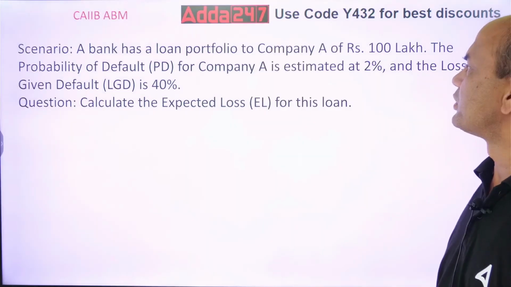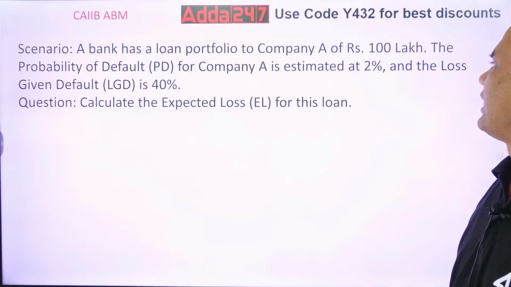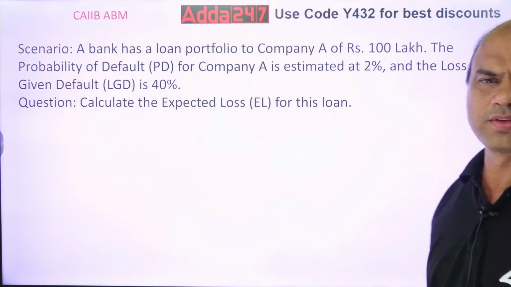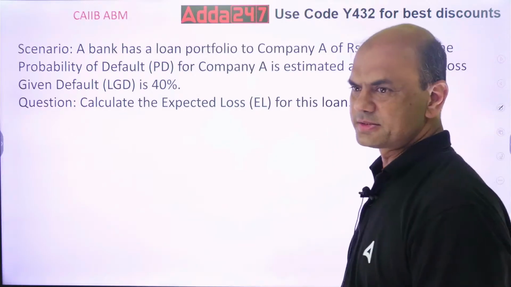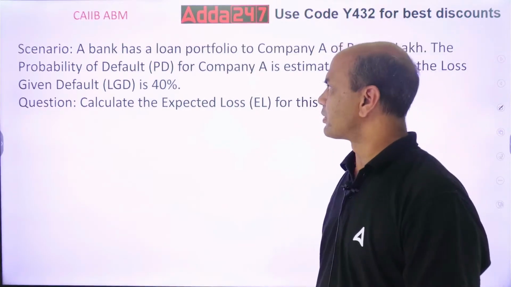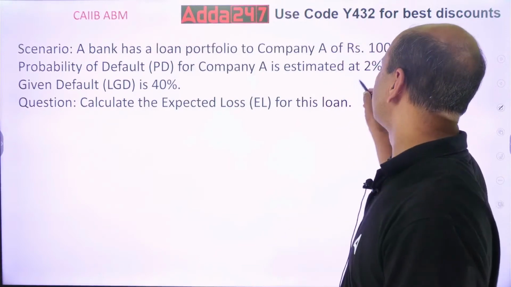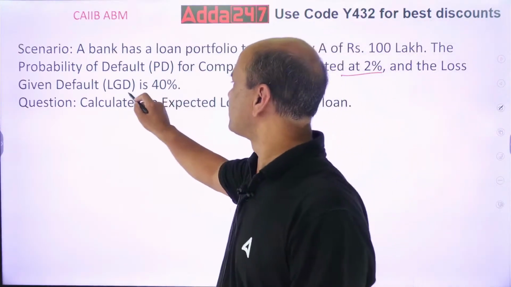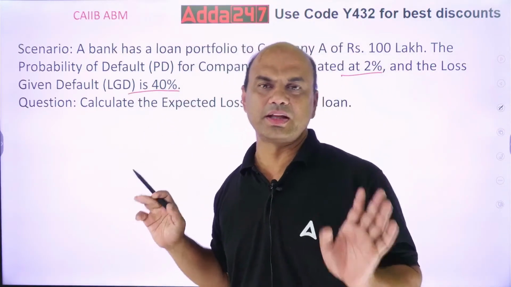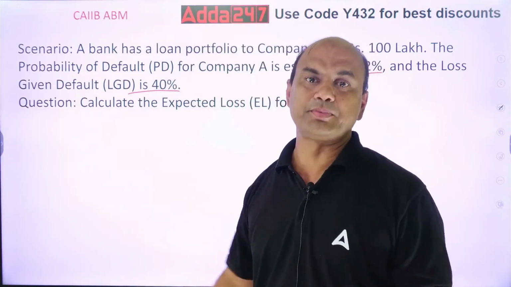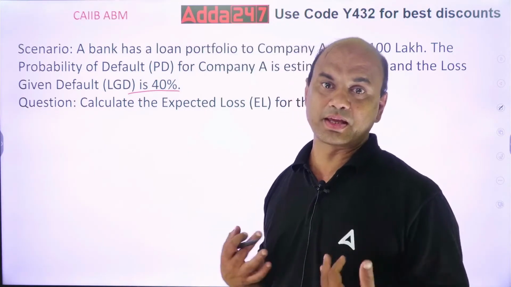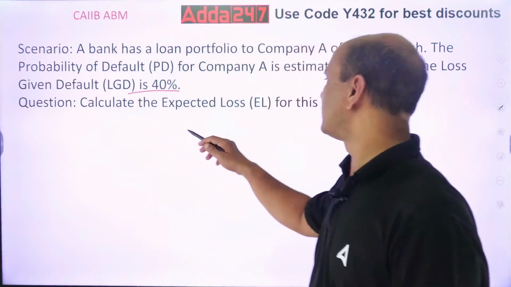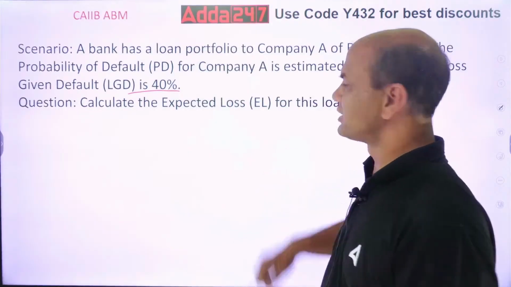A bank has a loan portfolio to a company A of rupees 100 lakhs. So the loan given to the company is 100 lakhs by some bank. Probability of default for company A is estimated at 2%, and the loss given default is 40%. Means if the company becomes NPA, then the loss for me as a bank is 40%. So now the question: calculate the expected loss for this loan.